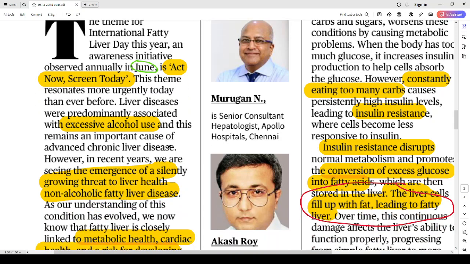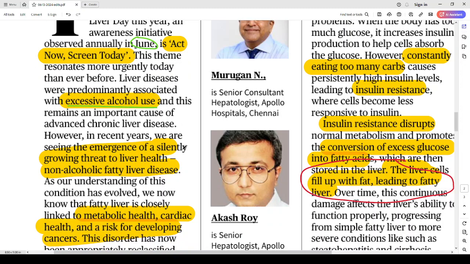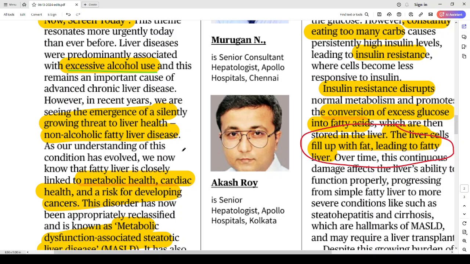So this is kind of a new epidemic. Generally, liver disease is associated with excessive alcohol use. People who consume excessive alcohol generally face liver issues. But in recent years, the article says the emergence of a silently growing threat to liver health is non-alcoholic fatty liver disease. Non-alcoholic fatty liver disease.